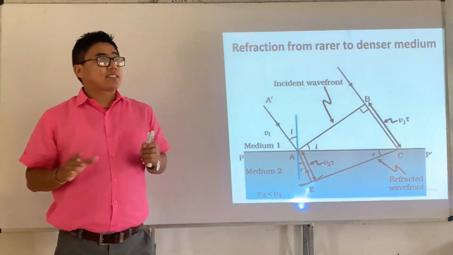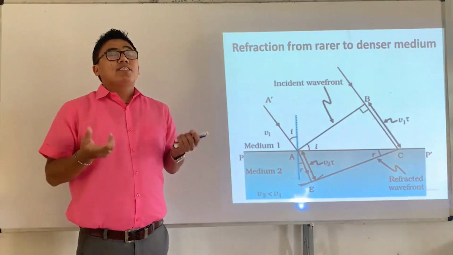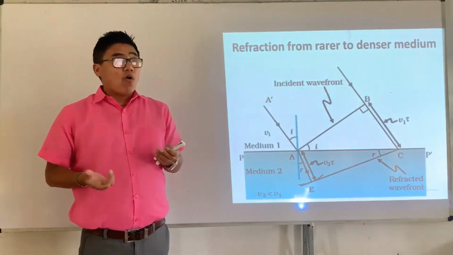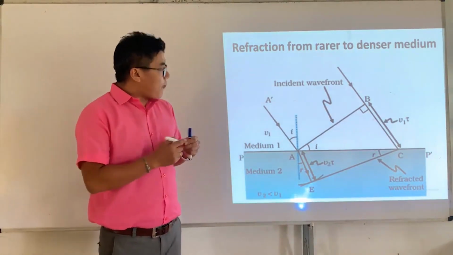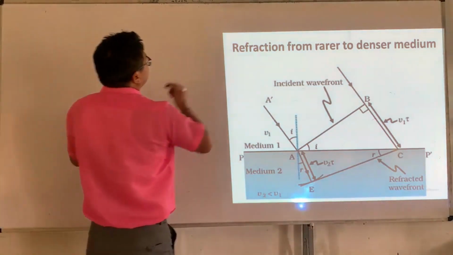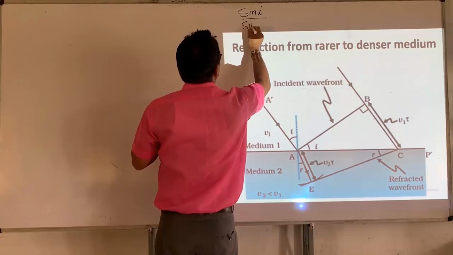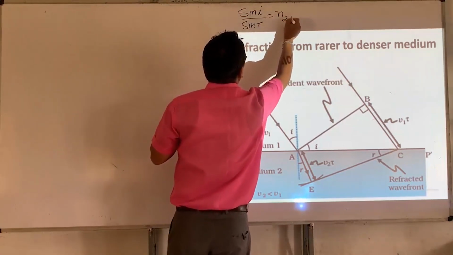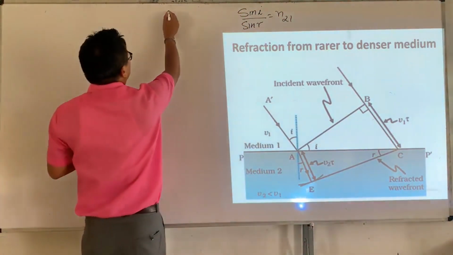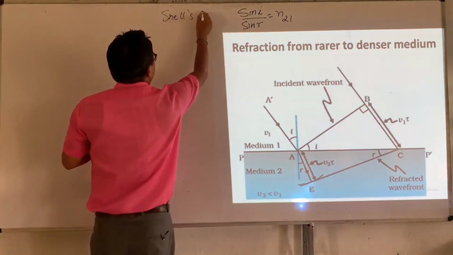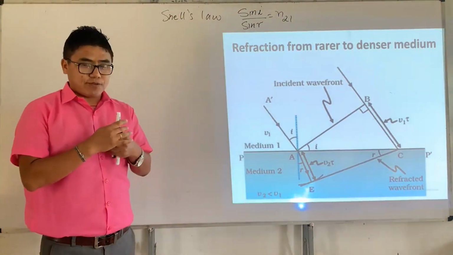The main point here is that I would like to derive Snell's law using wave optics. So what is Snell's law? Let me write down Snell's law here. Sin i divided by sin r is what we call the refractive index of the second medium with respect to the first medium. This is Snell's law, and this is what we are going to derive from refraction.